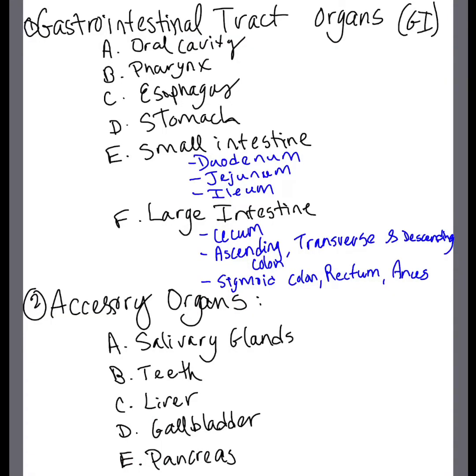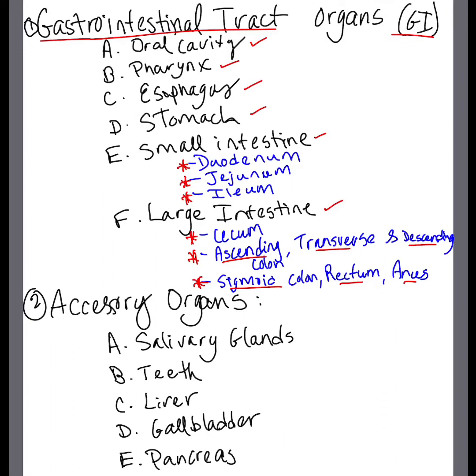The digestive system has several structures or organs, starting with the gastrointestinal tract, also for short GI tract. It has several organs, including the oral cavity, the pharynx, esophagus, stomach, small intestine, and large intestine. If you look at the small intestine, it has three parts. The main part is going to be the duodenum, then the jejunum, and the third part is the ileum. And then in the large intestine, we also have several divisions, starting at the cecum, then the ascending, transverse, and descending colon, and ending with the sigmoid colon, rectum, and anus.